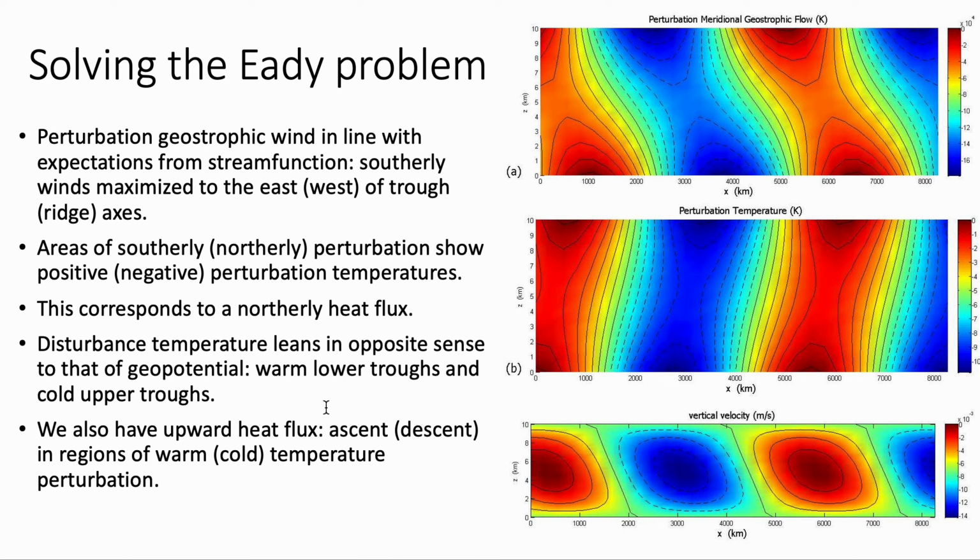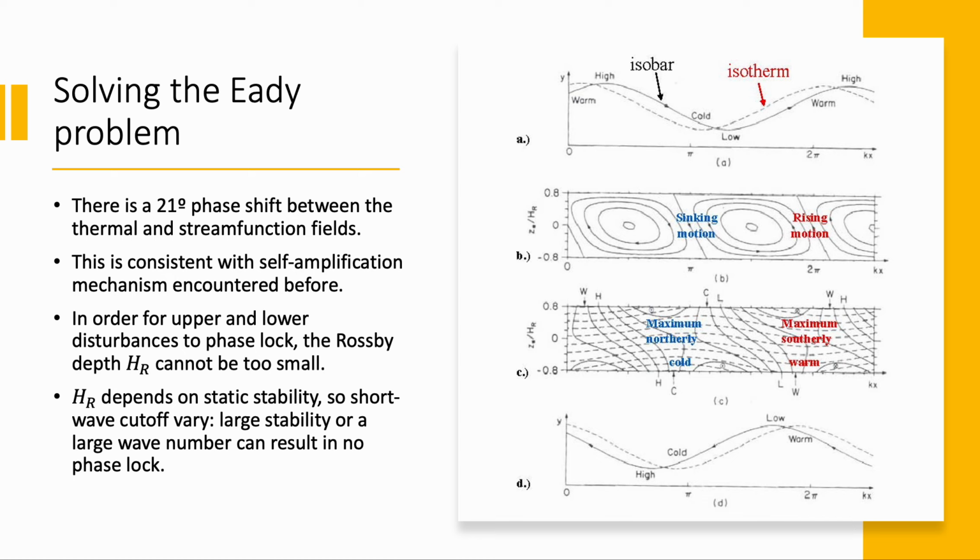So here, the result is that we have warm lower troughs and cold upper troughs, and vice versa for the ridges here. And also we have ascent in regions of warm air and descent in regions of cold air. Okay, so we have a nice upward heat flux from this solution.